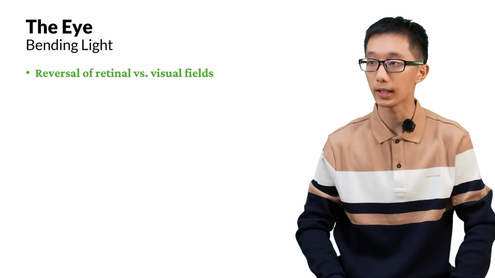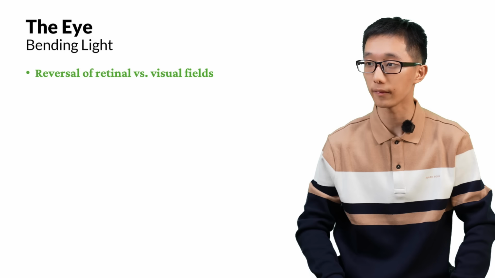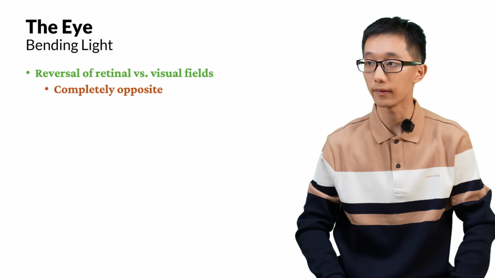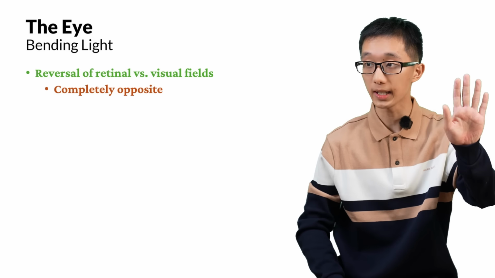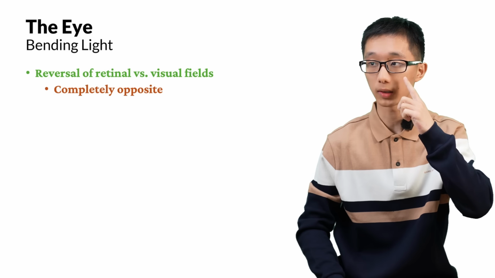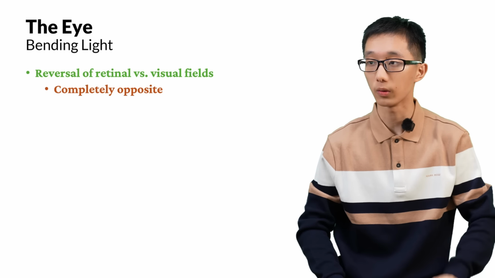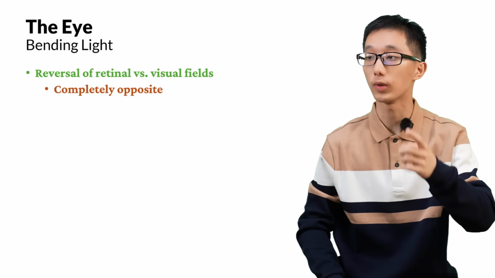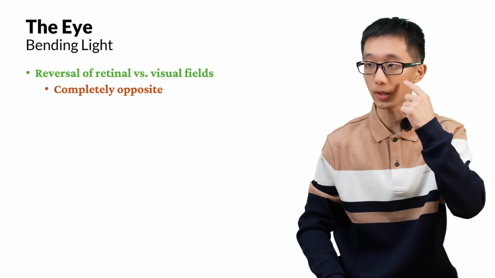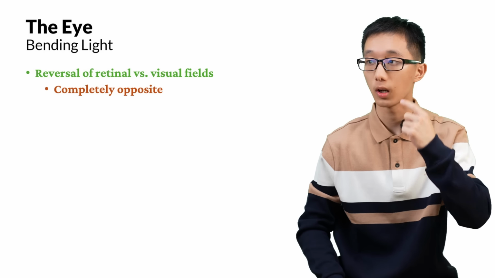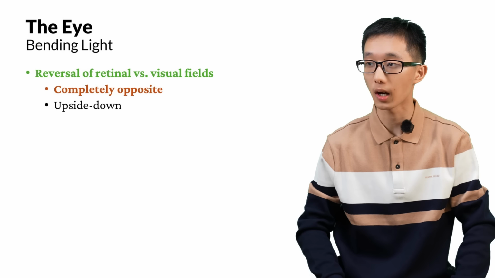In the bending of the light, we need to be aware that there is a reversal of retinal and visual fields. That is to say, the visual fields, which is what we see, and the retinal fields, which is the image formation on our retina, are completely opposite. They are upside down and left side right.